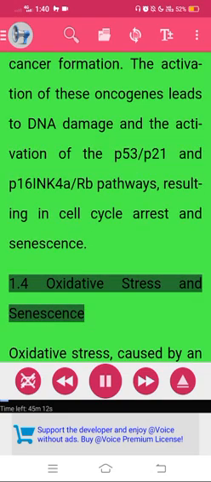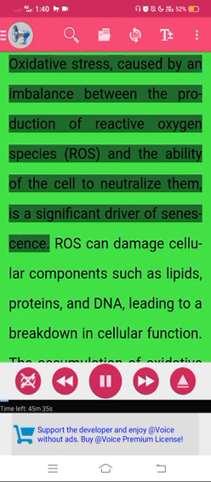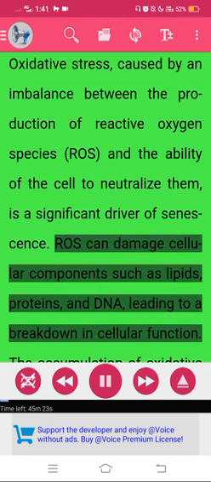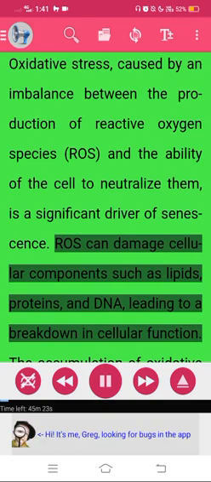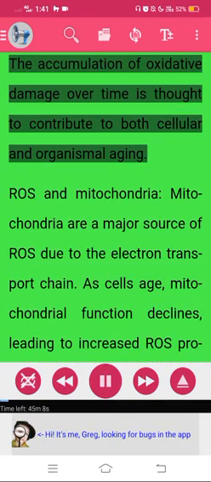1.4 Oxidative stress and senescence. Oxidative stress, caused by an imbalance between the production of reactive oxygen species (ROS) and the ability of the cell to neutralize them, is a significant driver of senescence. ROS can damage cellular components such as lipids, proteins, and DNA, leading to a breakdown in cellular function. The accumulation of oxidative damage over time is thought to contribute to both cellular and organismal aging.